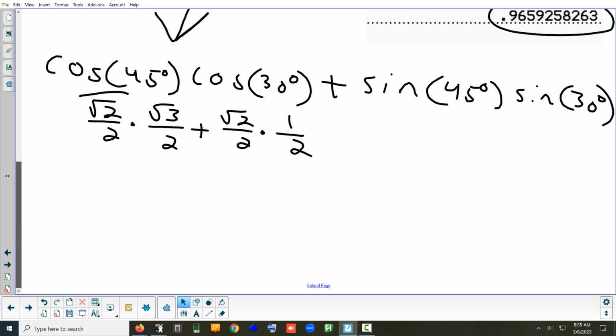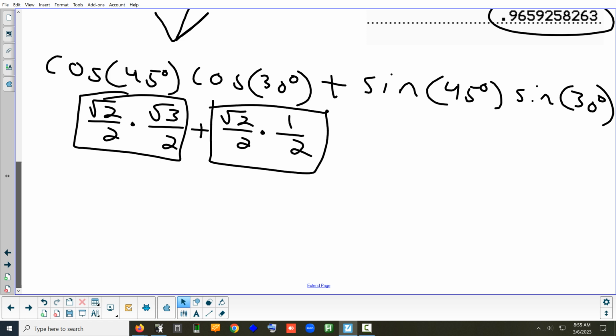Okay, when you multiply these two together first, and then multiply those two together second, you just go straight across. The square root of 2 times the square root of 3, you can write that as the square root of 6. And then in the bottom, 2 times 2 is going to give me 4. Good. Calculus is paying off here. We got 2 times 2. All right, next one. Square root of 2 times 1 gives me square root of 2.